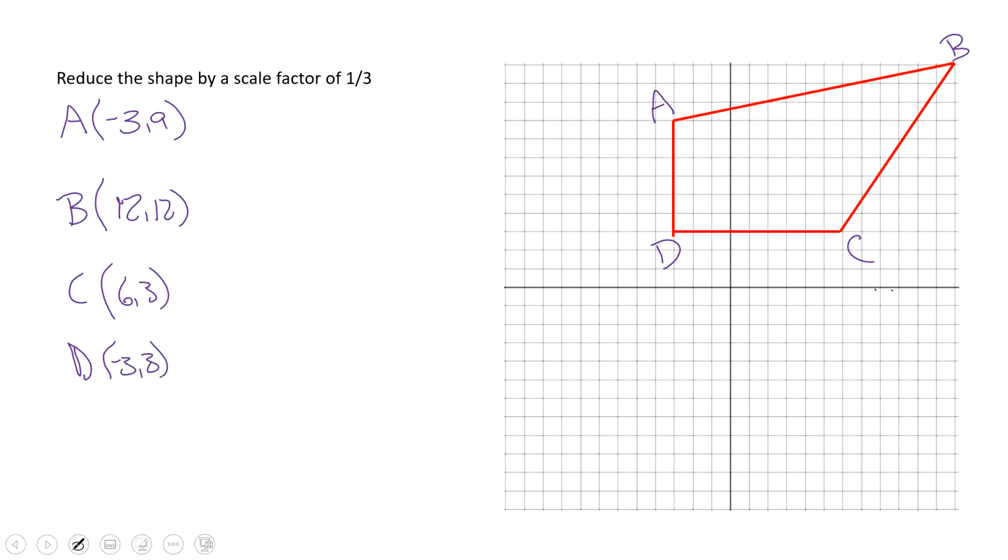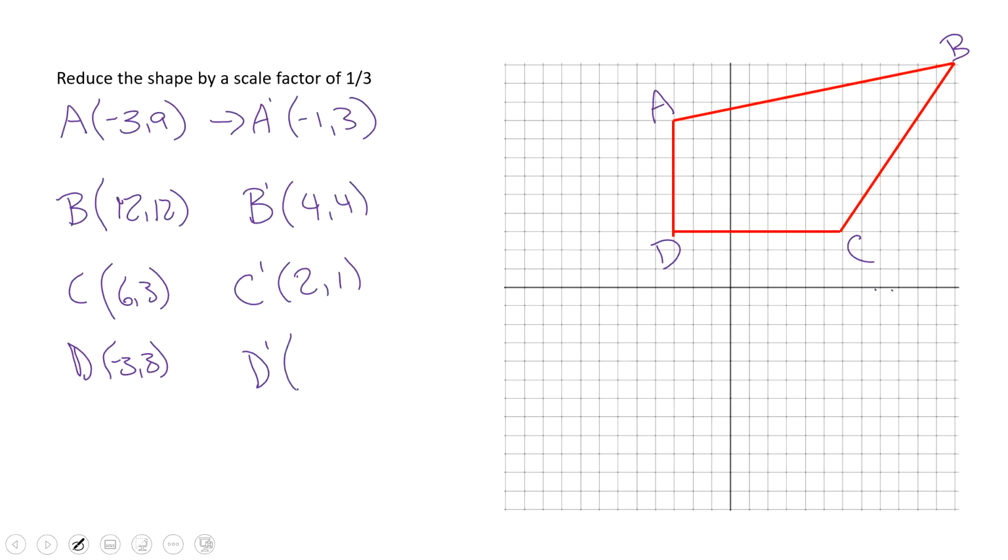Again, we're scaling it by a factor of 1/3, so I multiply all my coordinate points by 1/3. I'm basically dividing by 3 to make it easier. So my new A point, A prime, is going to be -1, 3. B prime will be 4, 4. C prime would be 2, 1. And then D prime would be -1, 1. So again, I have my new points.